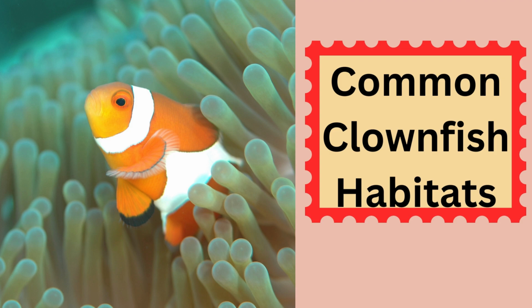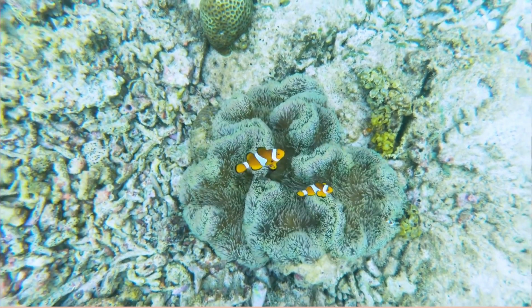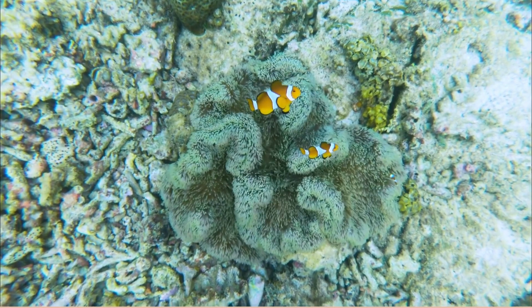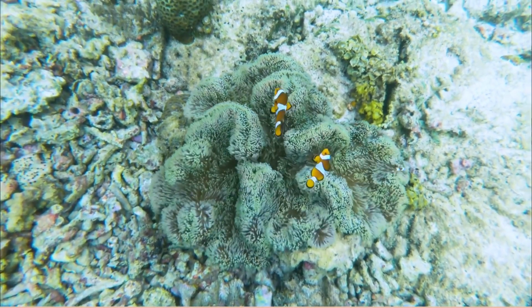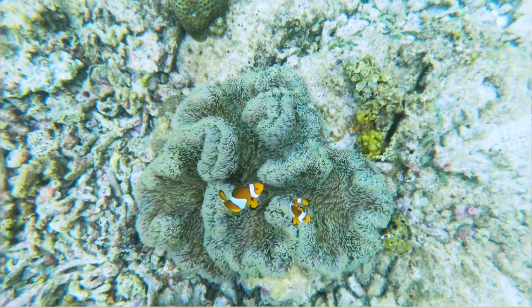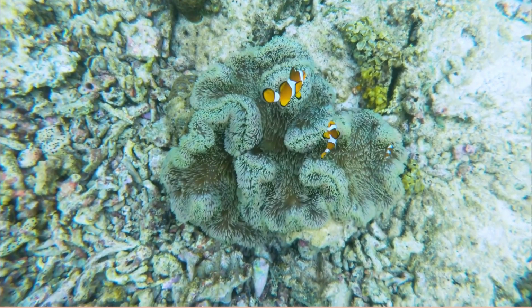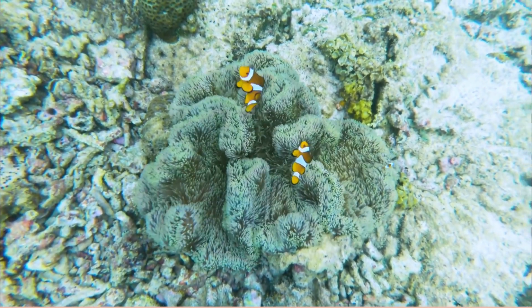Clownfish habitats. The common clownfish can be found among coral reefs and tropical waters in the Indian Ocean and the Western Pacific Oceans. Coral reefs are made up of huge colonies of tiny animals known as polyps. Coral reefs are also found in shallow waters where the sunlight penetrates.